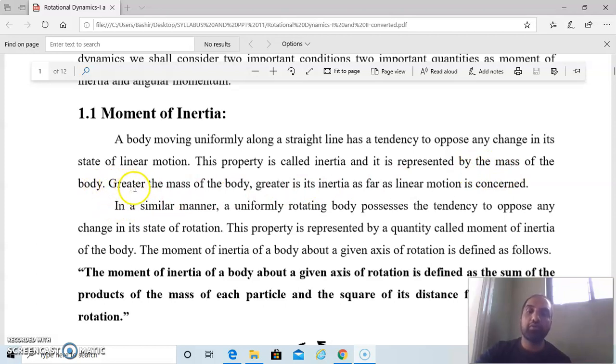If we take a number of balls, say one is a leather ball, the second is a tennis ball, the third is a plastic ball, and the last one is a thermocol ball. All the balls have the same shape. The shapes are not different, but the masses are different. Greater mass of a body gives greater inertia, and less mass gives less inertia. So the inertia of a body depends upon its mass as far as linear motion is concerned.